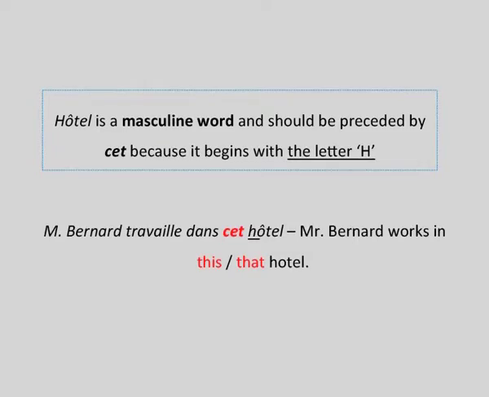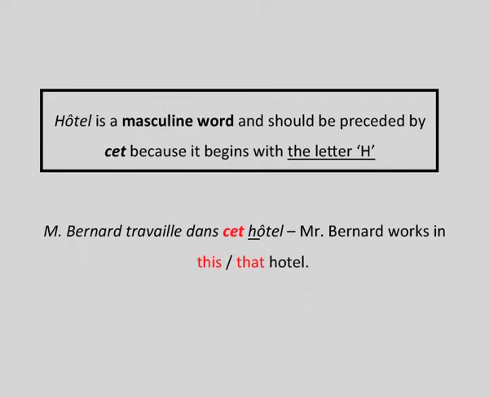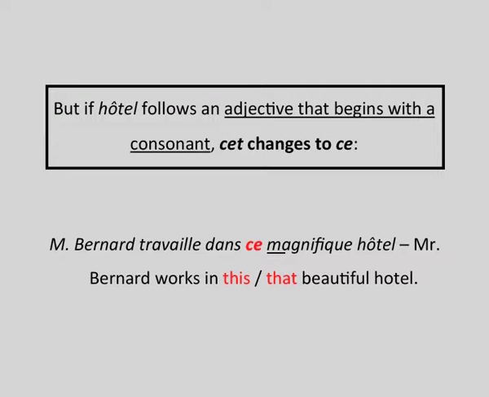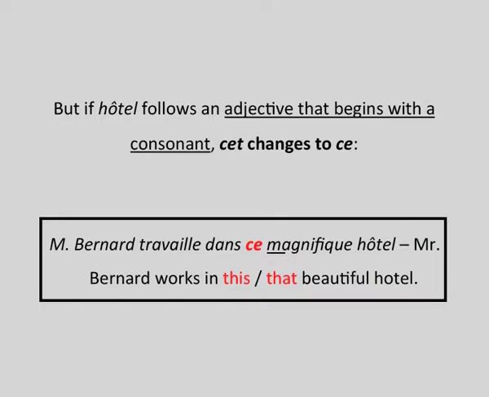Before we look at the other two demonstrative adjectives, let me illustrate this concept further. Hôtel is a masculine word and should be preceded by cet because it begins with the letter H. Monsieur Bernard travaille dans cet hôtel. Mr. Bernard works in this or that hotel. But if hôtel follows an adjective that begins with a consonant, cet changes to ce. Monsieur Bernard travaille dans ce magnifique hôtel. Mr. Bernard works in this beautiful hotel.